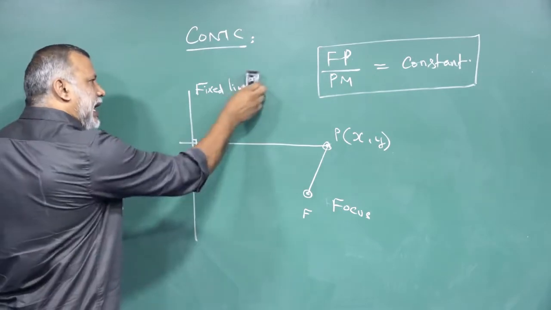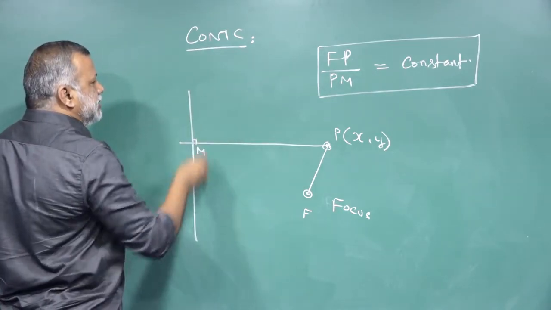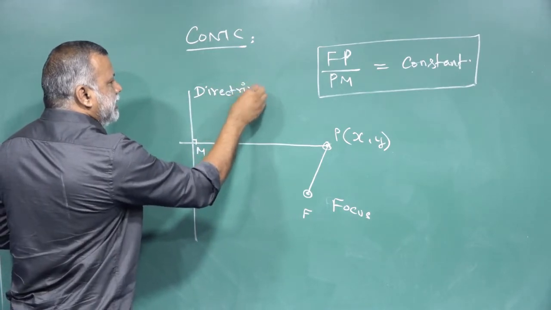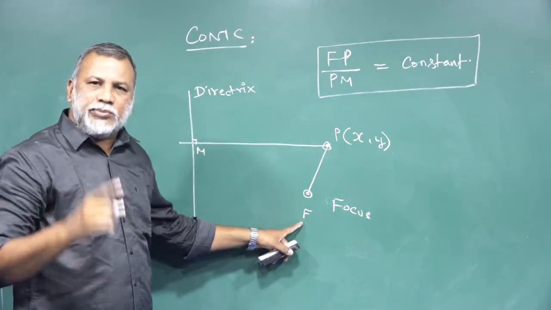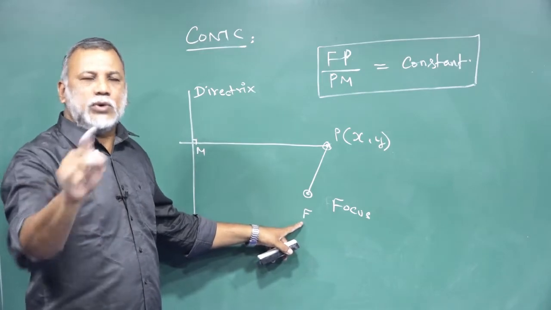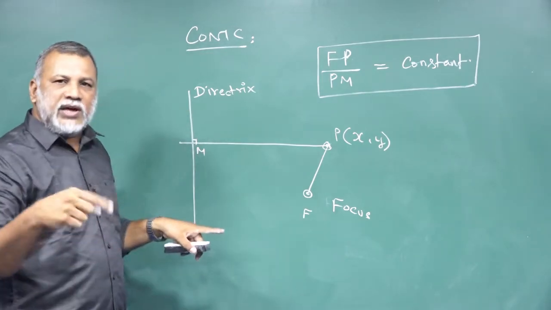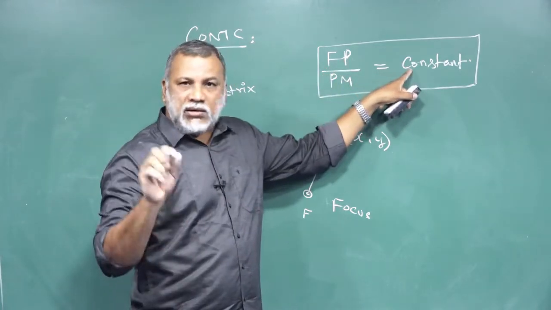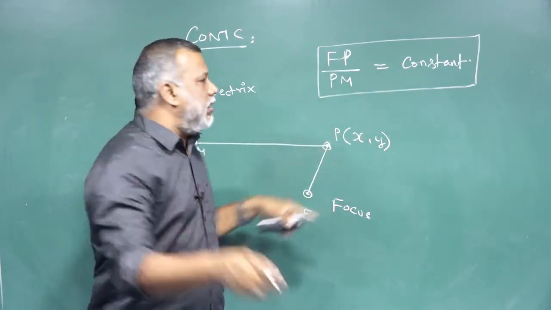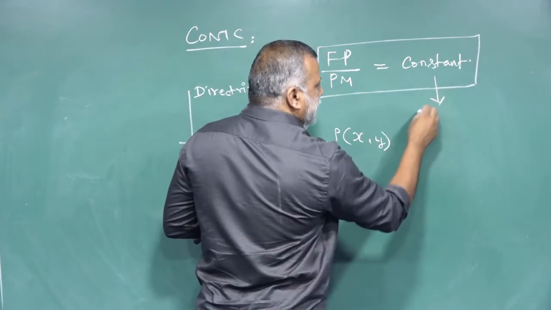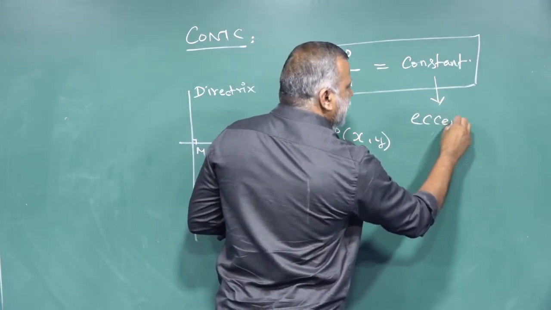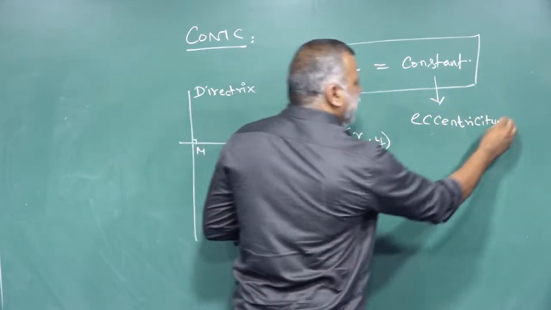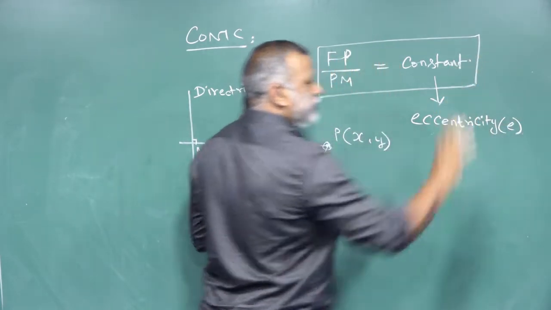Now this fixed line is called directrix. Now, focus, the fixed point; hereafter we can call it focus. This fixed line hereafter we are naming directrix. Now this FP by PM will produce a constant ratio. That constant is called eccentricity. These are the keywords. It is denoted by E.